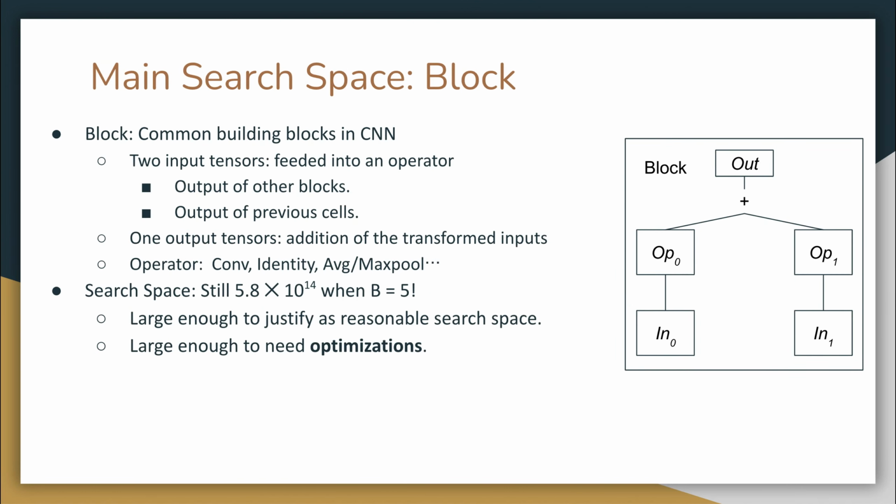The core search space of blocks takes 2 tensors as input and gives a single output. Each input is transformed before being added together, where the operators are those commonly found in CNNs. Even considering cells with just 5 blocks, the order of the search space is still 10 to the 14th. Thus, the search space is still large enough to be reasonable and also require optimizations.